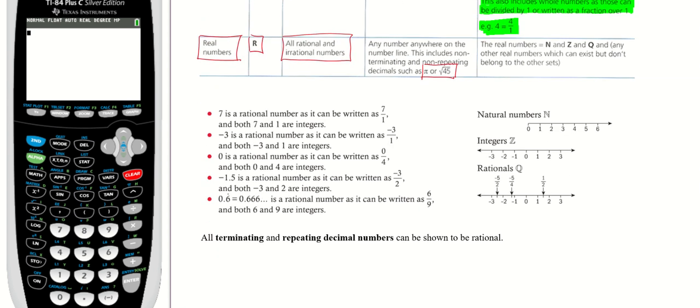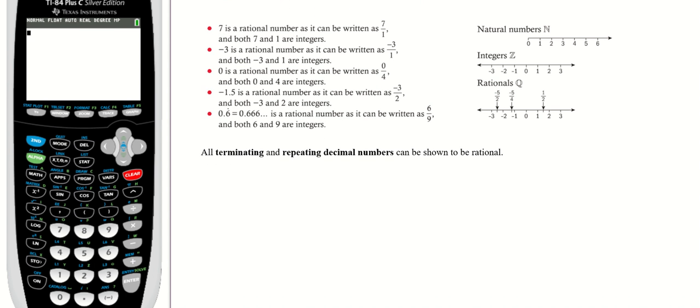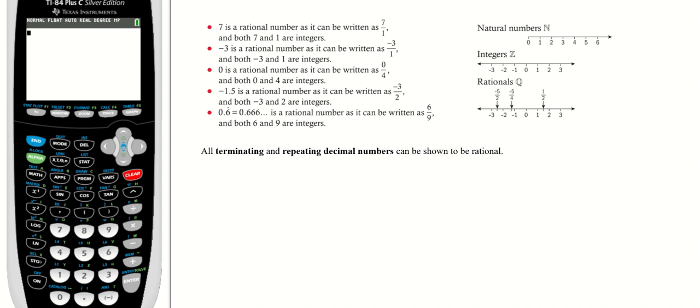So here are some additional examples showing you things like what can be considered rational and integer. So 7 could be rational because it can be written as a fraction, etc. A key thing is that all terminating and repeating decimals are rational. So anything that ends, like 0.5, or repeats, like 0.33333, and so on, those are all rational numbers.